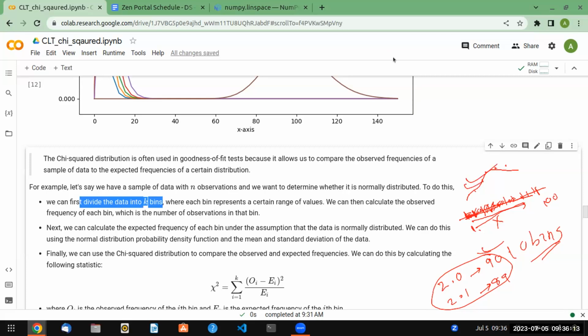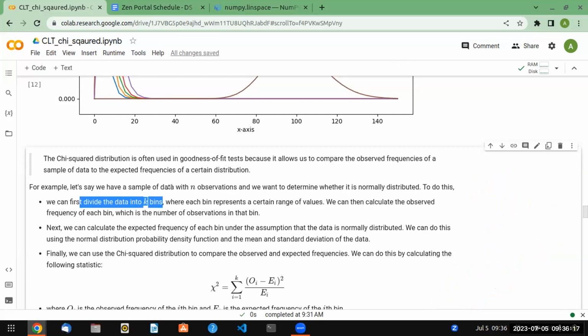Okay, let's go back to what we were discussing. Divide into k bins. Each bin represents a certain range of values. We can then calculate the observed frequency in each bin, which is the number of observations in that particular bin. Next, we can calculate the expected frequency of each bin under the assumption that the data is normally distributed. We can do this using the normal distribution probability density function and the mean and standard deviation of the data.